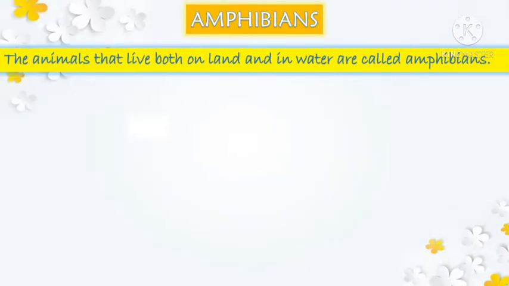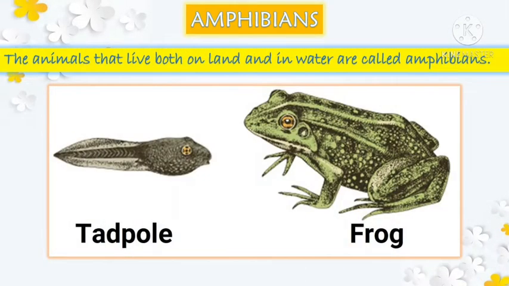Let us take an example of a frog. Here you can see the image of a tadpole and a frog. Though a tadpole is a young one of a frog, it does not resemble the frog and looks like a fish with a tail. They even have gills to breathe. So we can say that the young ones of amphibians do not resemble their adult.